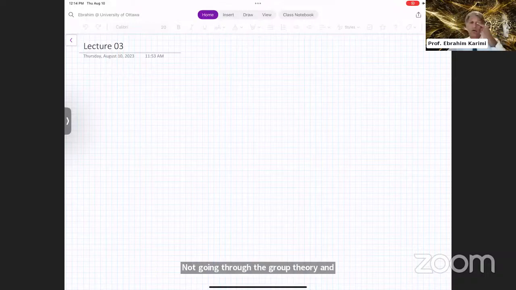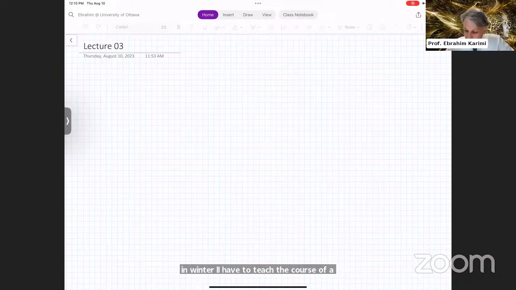But for sure, I will try all my best to have the second course and even maybe the third course, going through the complex analysis, the group theory, special function, and also differential equations, and going deep into some of the examples like the variations and scattering theory. So I will do all my best to teach this, but in winter I have to teach the course of electrodynamics at the University of Ottawa, so it will take time.